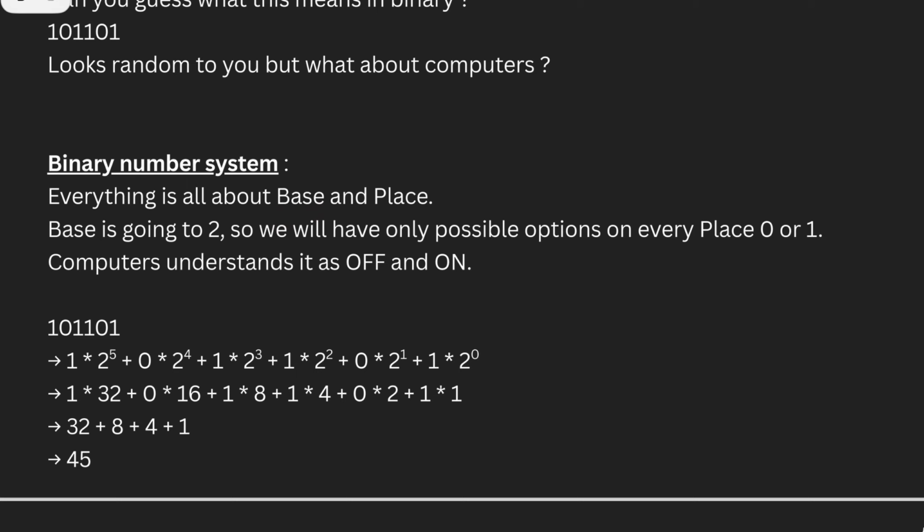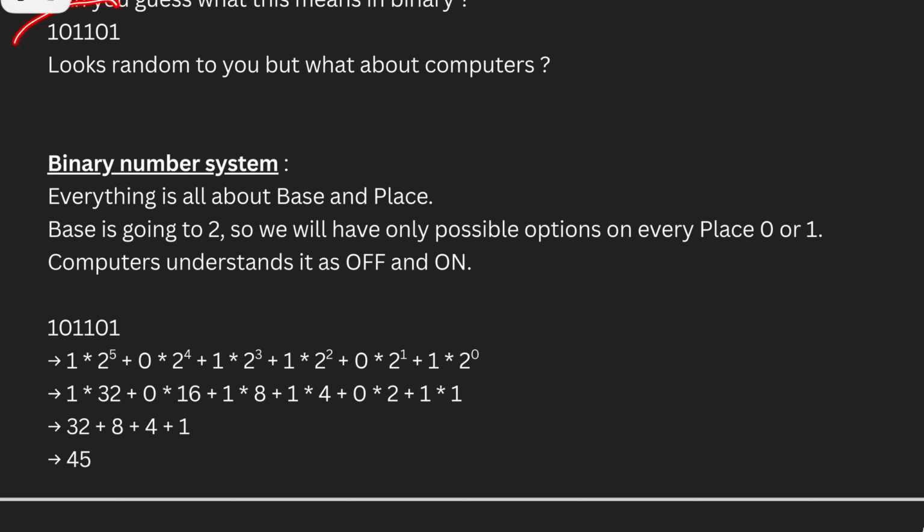So if base is 2, that means at every single place you can have 0 and 1, no other value. If you look at this particular number, at every single place it has 0 and 1. So you can call this number a binary number. Correct? But we don't understand this binary number.